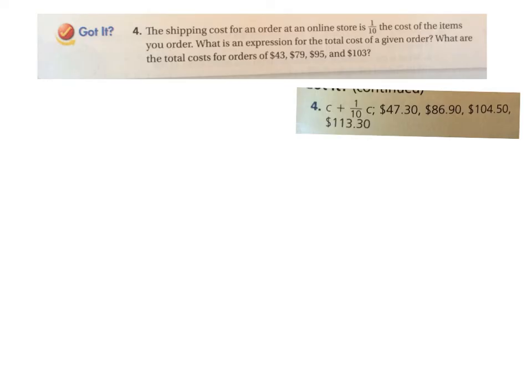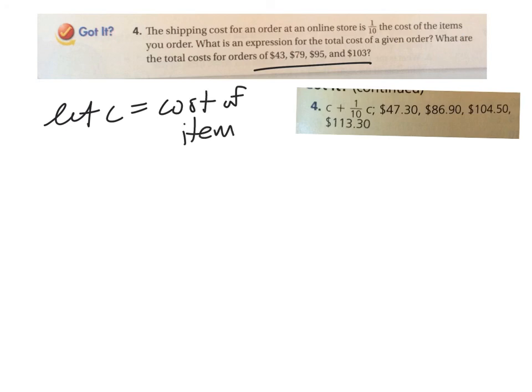Alrighty, so here, shipping cost for an order online to a store is 1/10 the cost of the item you order. What is the expression for the total cost? So in other words, the cost of the item plus the shipping. Okay, so we're going to start out with a let statement. I do know the costs of the items. They're listed here, but theoretically this could work for anything. It's kind of generic, right? So let C equal cost of item. So in this case, our expression is going to be C plus 1/10 of C.